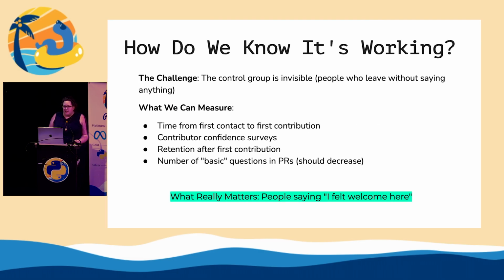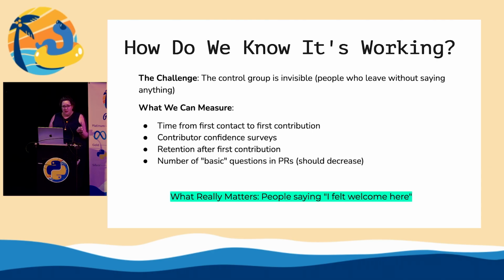How do we know if it's working? The control group would be the people who come by, thinking, I might like to contribute to this project. And then they say, okay, well, I don't think that I'm ready to contribute to this project. I don't feel like I know very well how to contribute. I don't know what to do. I don't know what to say. Never mind. You never know that those people stopped by. So the control group just leaves without saying anything. And so we can't really measure it that way.